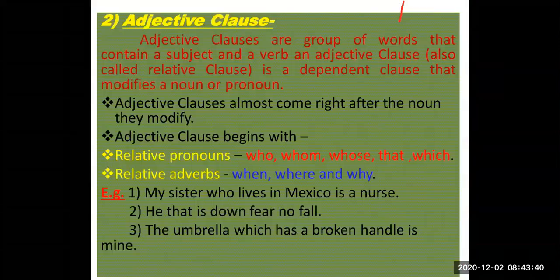Then adjective clause, the second type. It is a group of words that contain a subject and a verb, and it is also known as a relative clause which modifies a noun or pronoun. Adjective clauses almost always come right after the noun they modify, and they begin with the relative pronouns who, whom, whose, that, which, and the relative adverbs when, where, and why.